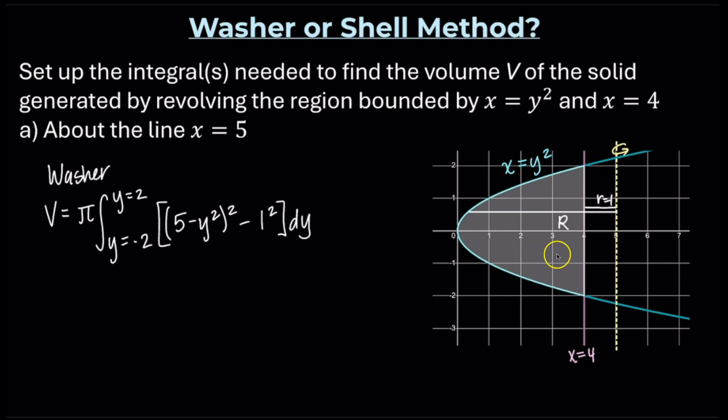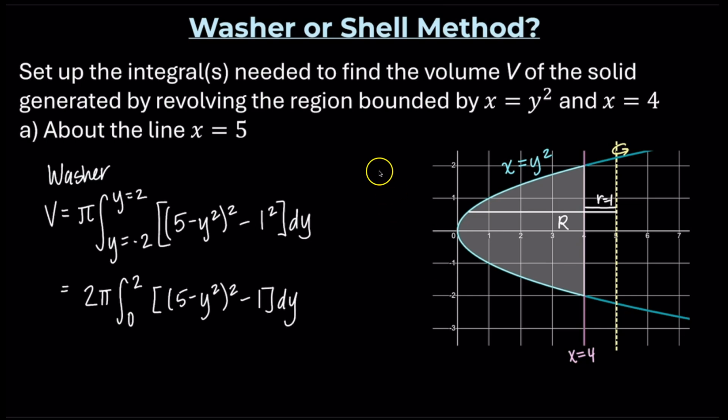And just in case you were thinking, can I use symmetry? The answer is yes. So I could have set up the integral from, let's say, 0 to 2, especially if I had to evaluate this completely, not just set it up. We would double this integral. So 2 pi, the integral from y equals 0 to y equals 2, and then of the same integrand, quantity 5 minus y squared, squared, minus 1 dy.